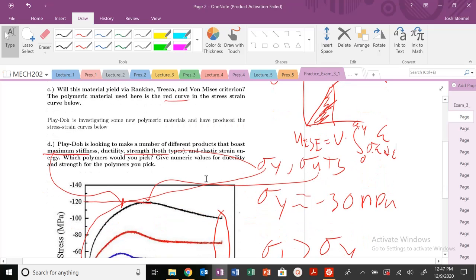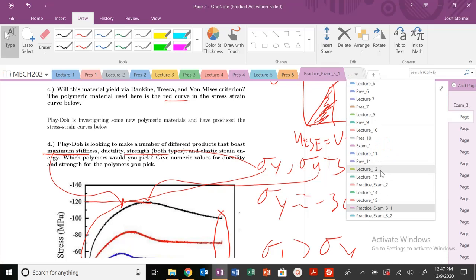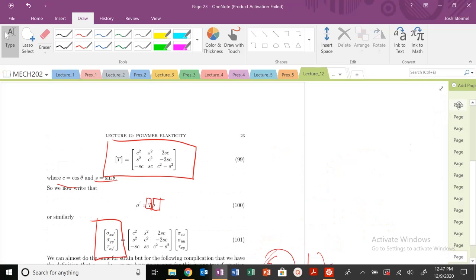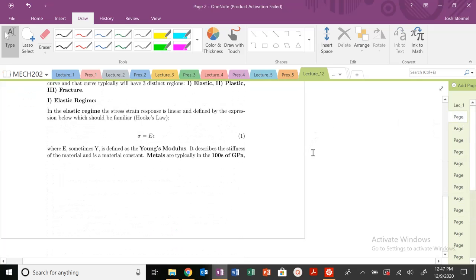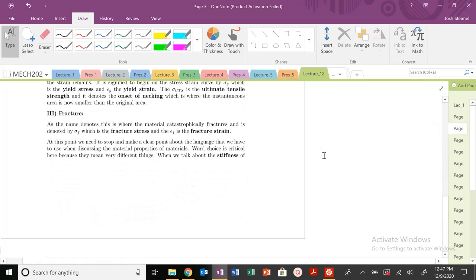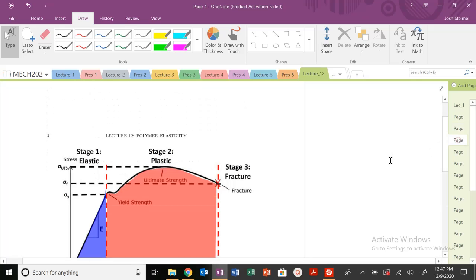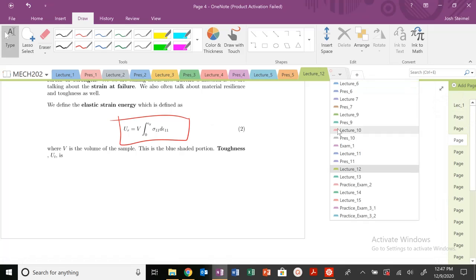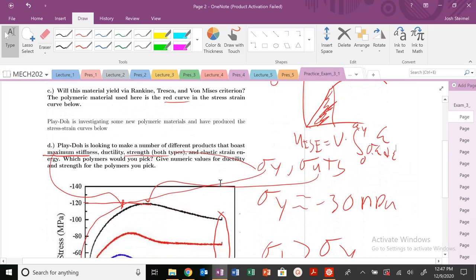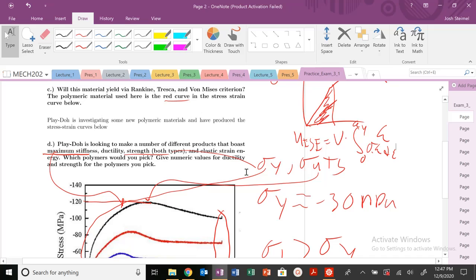You can look back to the notes, let's go all the way back into lecture 12, page 1, and then let's find that expression for elastic strain energy here. Oops, excuse me. And you can see here this integrating from there. So there you go. Modulus of resilience as well. So that's going to be those values.